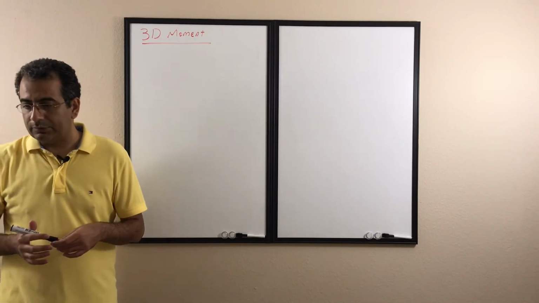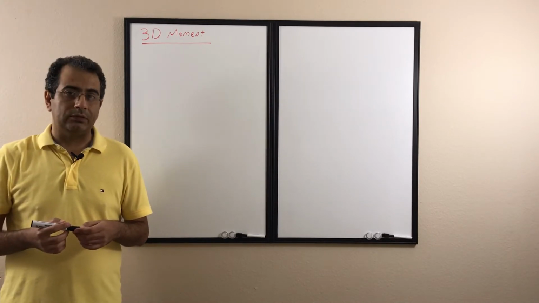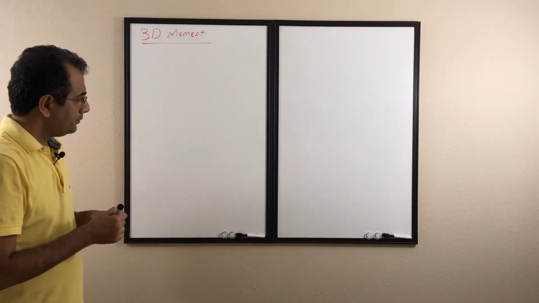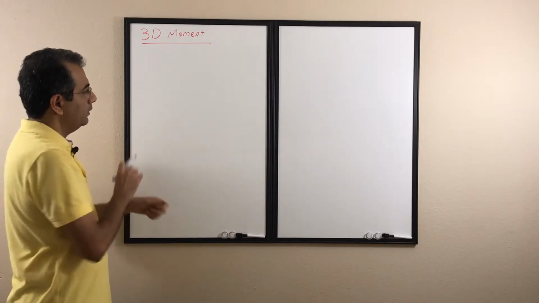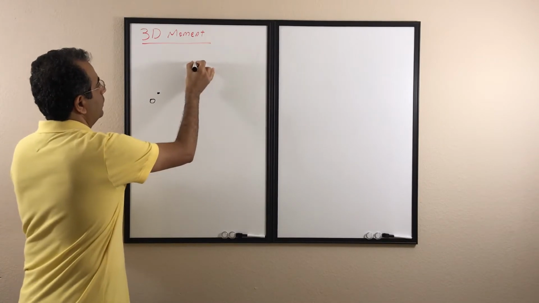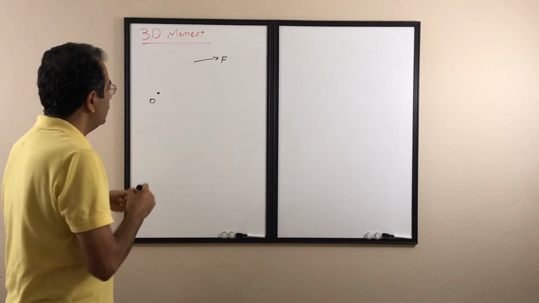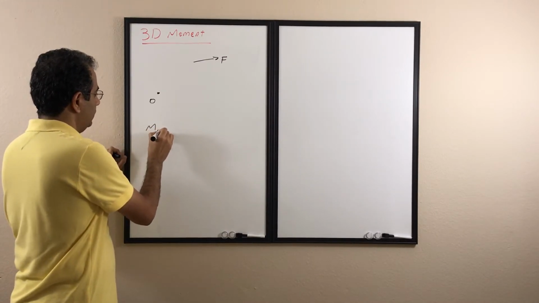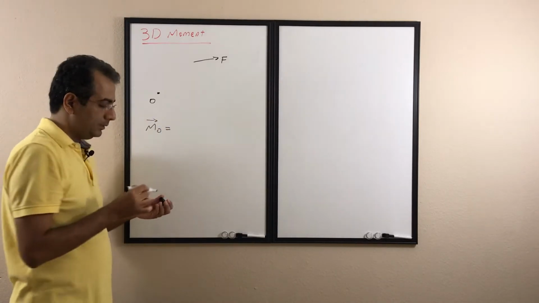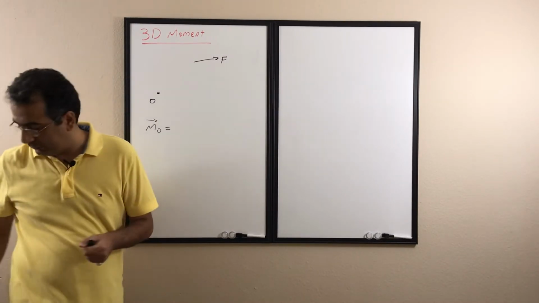When we're dealing with three-dimensional force and moment, it's easier to do the calculation using the Cartesian method rather than the scalar one. If we have a three-dimensional force, for example, I have a point O and I have a force F. In a three-dimensional domain, if I want to find the moment of force about point O, this moment is, first of all, a vector this time, because in 3D we are not doing it as a scalar. In 2D we did it as a scalar, in 3D we do it as a vector.